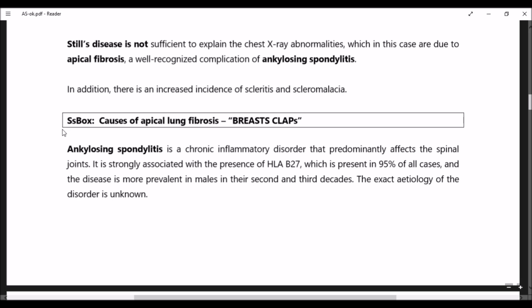And here is a box that I'd like to mention, the causes of apical lung fibrosis, which will also be discussed in the chapter on the respiratory system, but here I'm just reminding you of the mnemonic BREAST CLASPS, the name that you need to learn. B for berylliosis, R for radiation, E for extrinsic allergic alveolitis, A for allergic bronchopulmonary aspergillosis, and then once again silicosis, T for tuberculosis, S for sarcoidosis. Next, C for coal-workers pneumoconiosis, L for Langerhans histiocytosis, and ankylosing spondylitis and psoriatic arthritis.